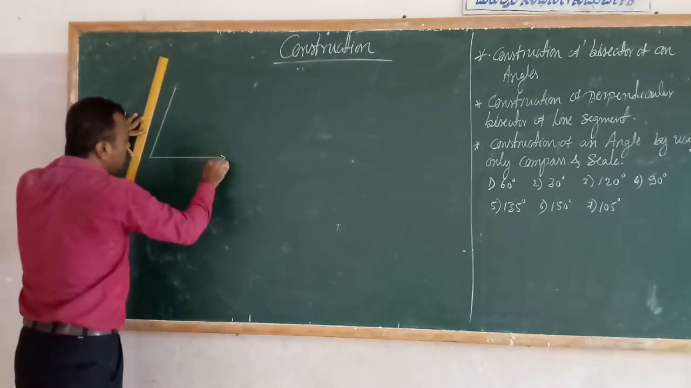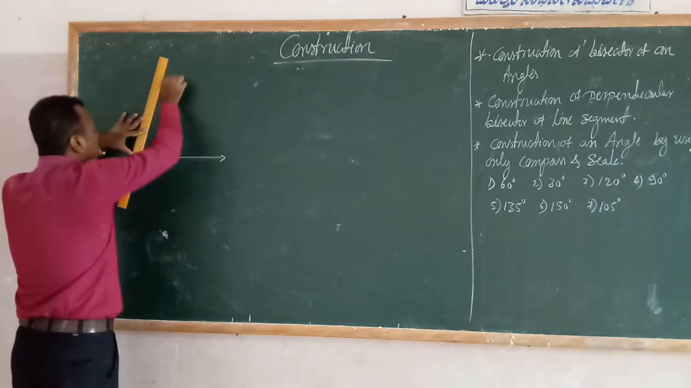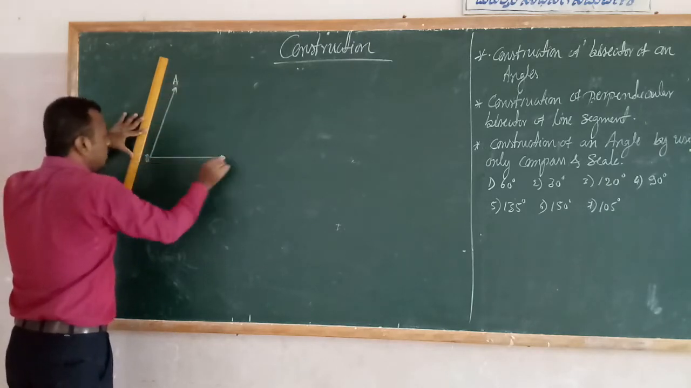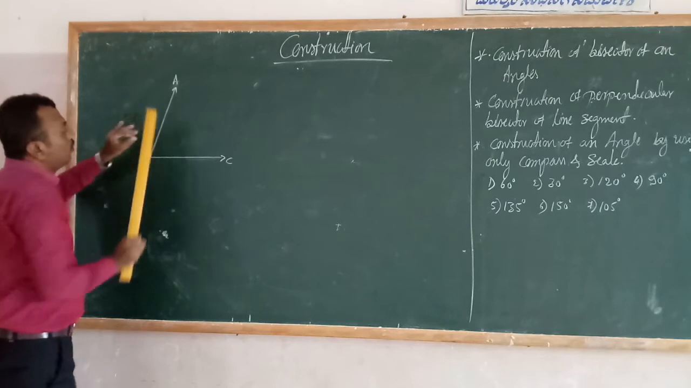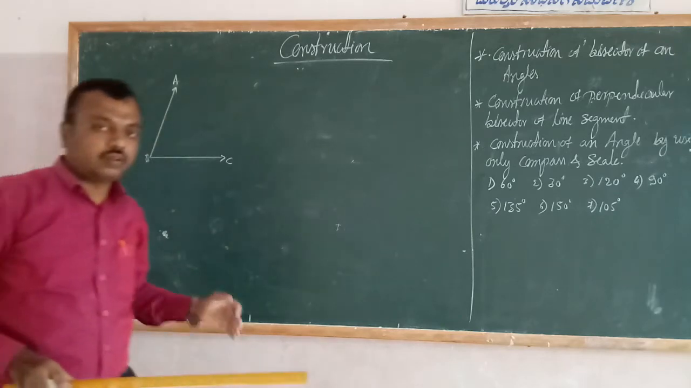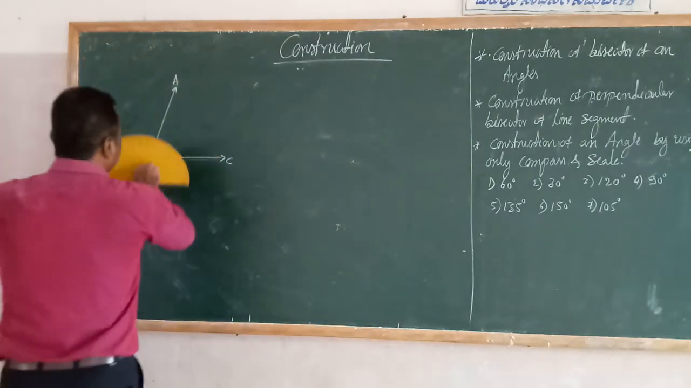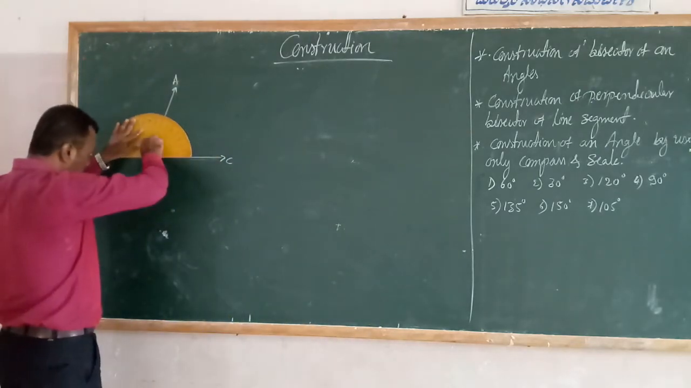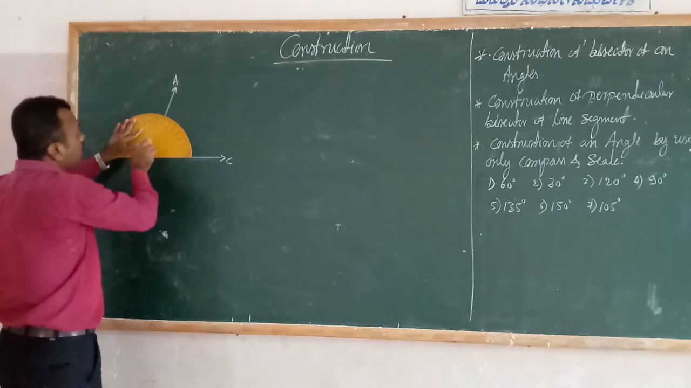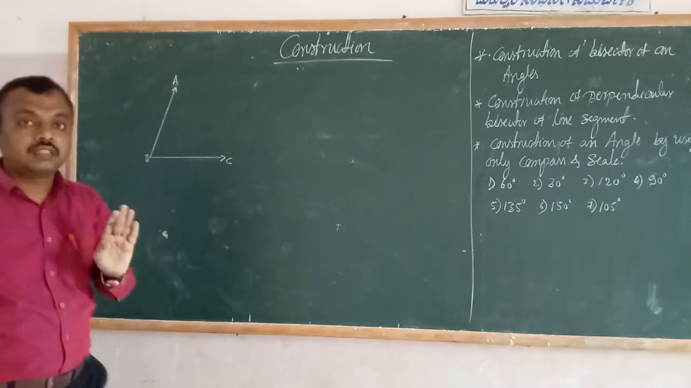Okay, this is one of the angles. This is A, B and C. I don't know what the angle of ABC is, but I will measure it here. It becomes 70 degrees. Okay, this is 70 degrees.